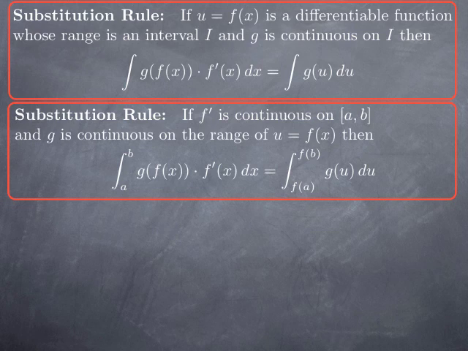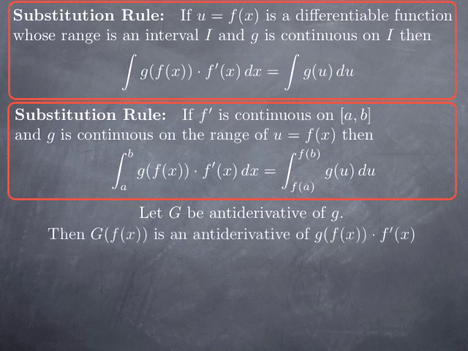So just a sketch of proof for that. Let capital G be an antiderivative of the function little g. Then using the chain rule, it is clear that this capital G composed with f of x is an antiderivative of little g of f times f prime. This is just the chain rule.